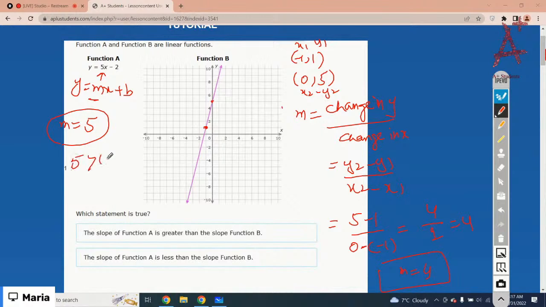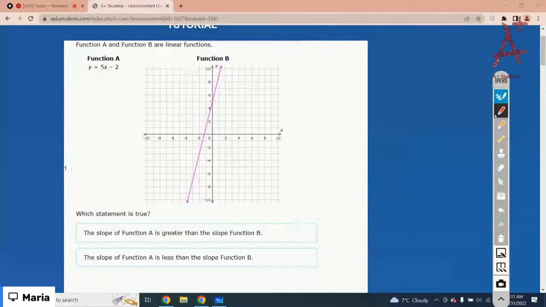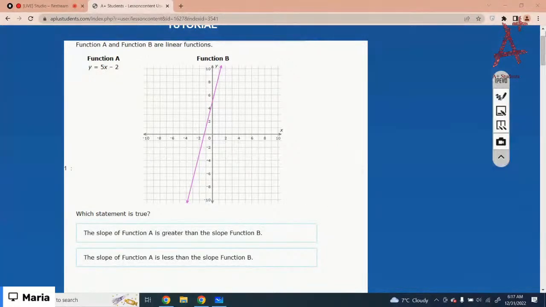So 5 is greater than 4. That means the slope of function A is greater than the slope of function B. Got it? Option number 1 is the correct option. The slope of function A is greater than the slope of function B. Got it? Let's just start with the test question. We are on the tutorial, not the test. So let's just start with the test.